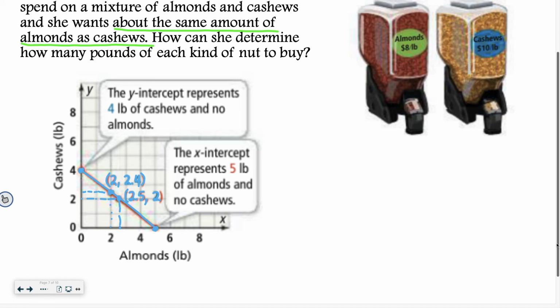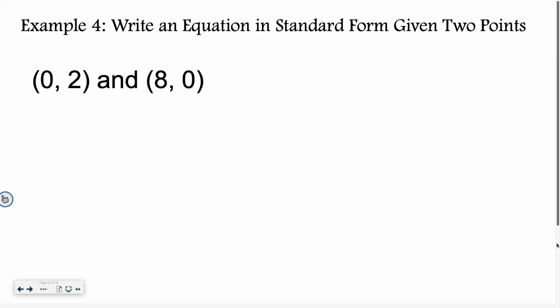Okay? So what I want you to take away from this problem is the fact that the line that you're drawing, every point on there is a possible solution for the equation. Okay? And then we have example 4, write an equation in standard form given 2 points. So here you have a couple of options. We have (0, 2) and (8, 0).